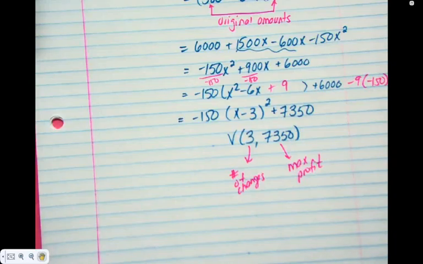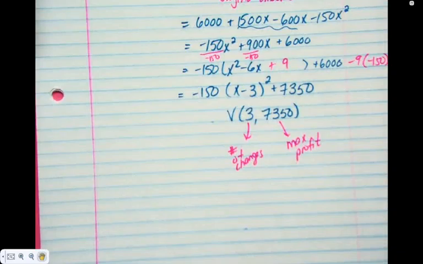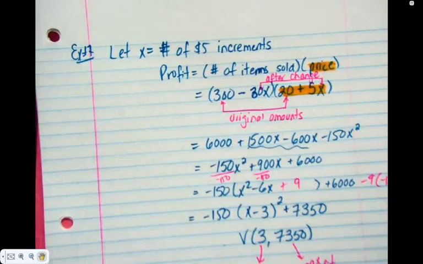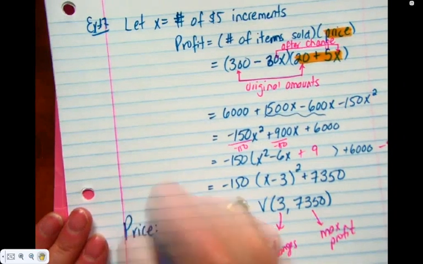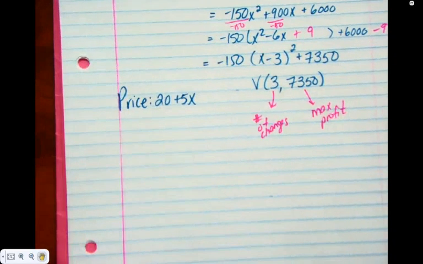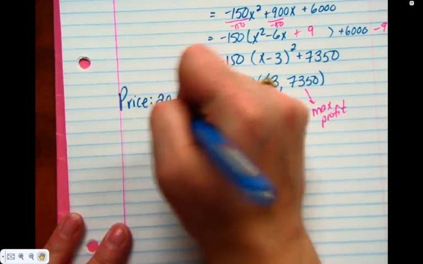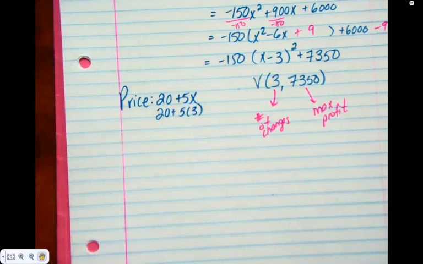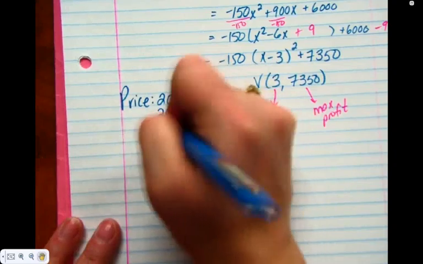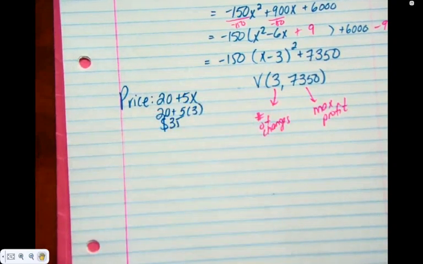What does the question want to know? What price and what is the maximum profit? The price is going to come right from the price binomial up here. So we know that price equals 20 plus 5x. What is x? 3. What's 20 plus 5 times 3? 35. And that's always going to be a dollar value because we're dealing with the price. So what it tells us in terms of this question is we can raise the price 3 times by $5. After that, we're going to start losing money.